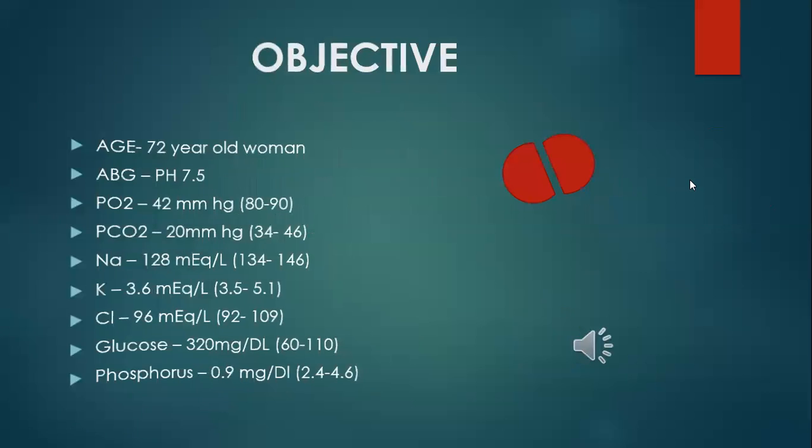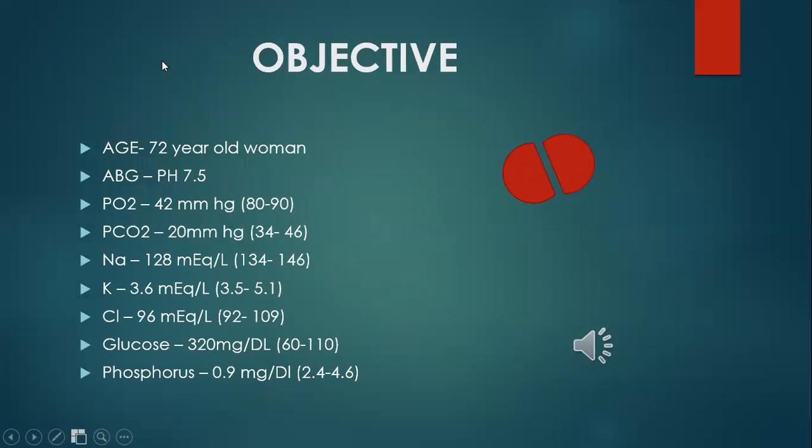Now, in the objective part, we will state the numbers that we obtained from certain tests, and these are stated below. Basically, her partial oxygen pressure and her partial carbon dioxide pressure are all below the normal ranges. The ranges in the bracket are the normal ranges for a normal adult. As you can compare them with these stated ranges, you can see that she has considerably low oxygen and carbon dioxide pressure.